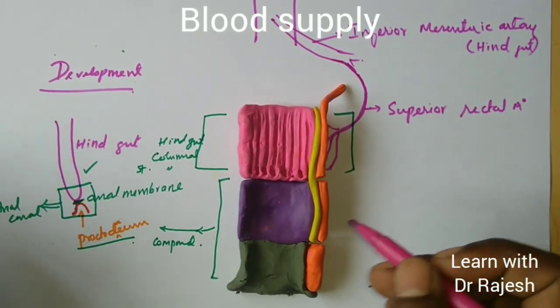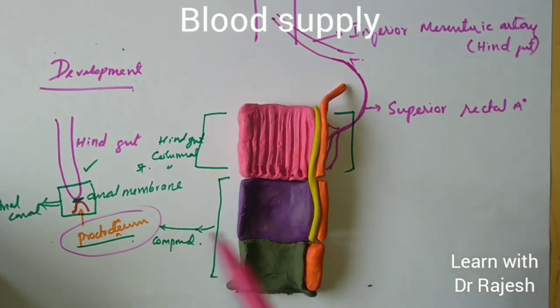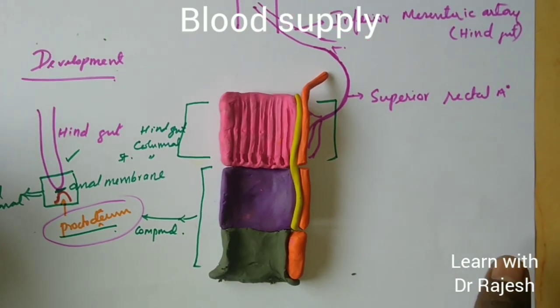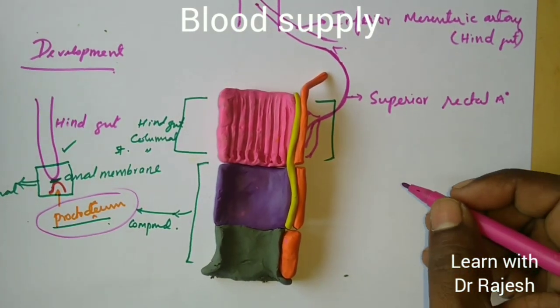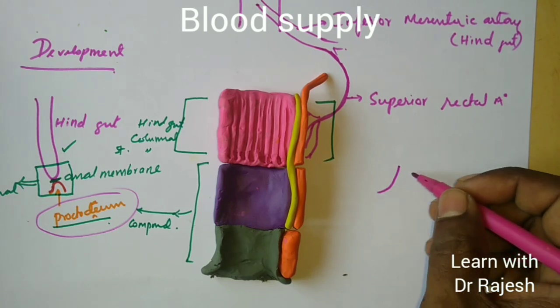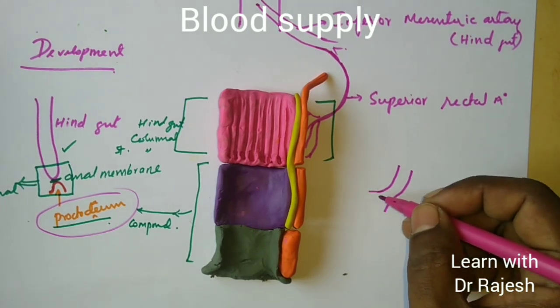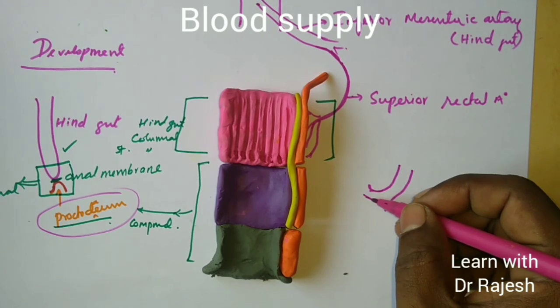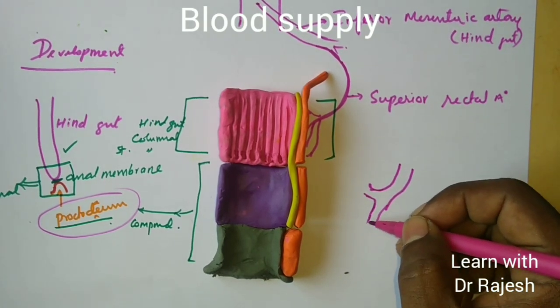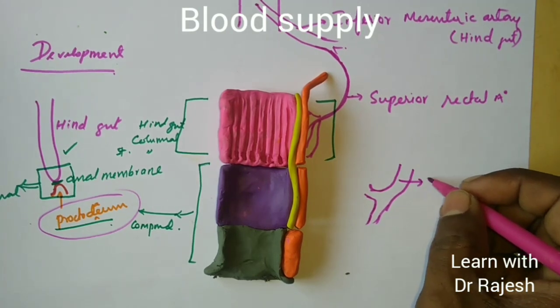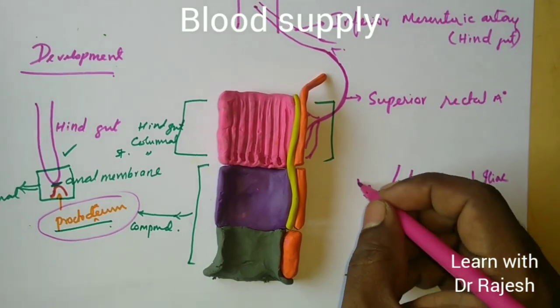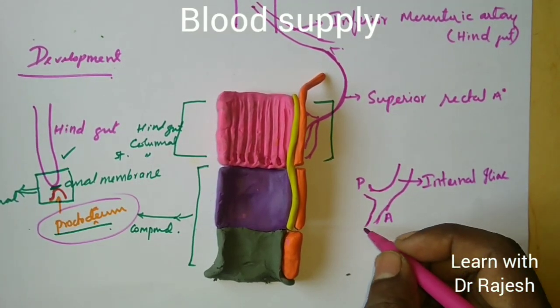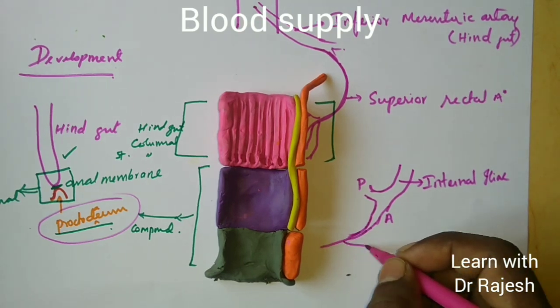Now the lower part of the anal canal, since it is developed from the proctodeum, that is from the surface invagination, will be supplied by the inferior rectal artery, which is a branch of the internal iliac artery. The internal iliac artery divides into a posterior division and an anterior division. This anterior division will give the inferior rectal artery.